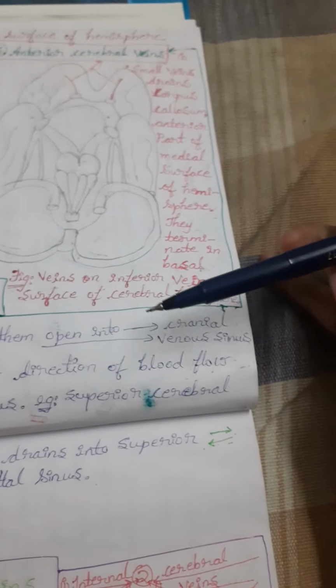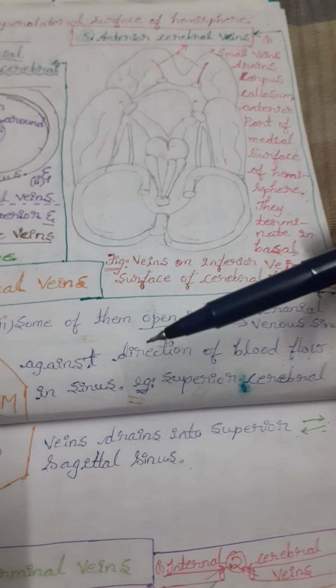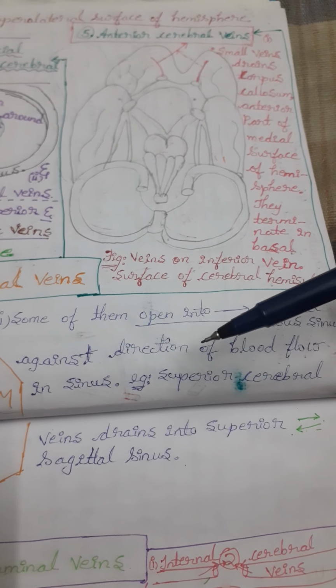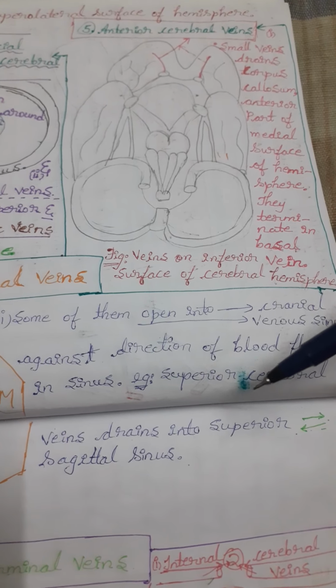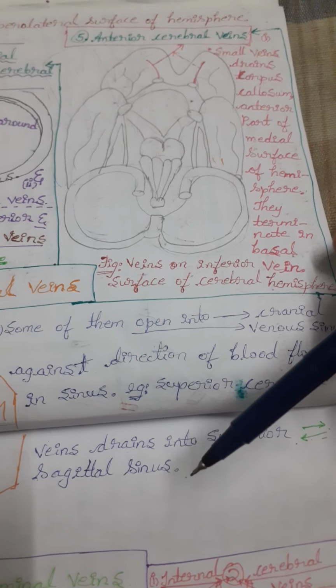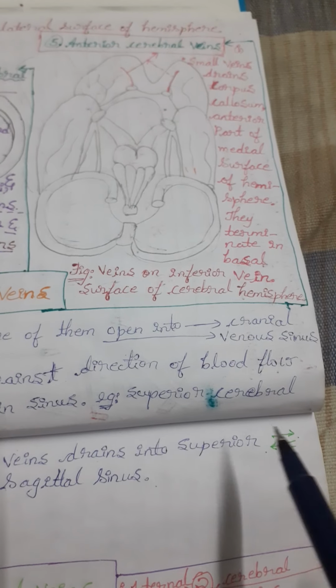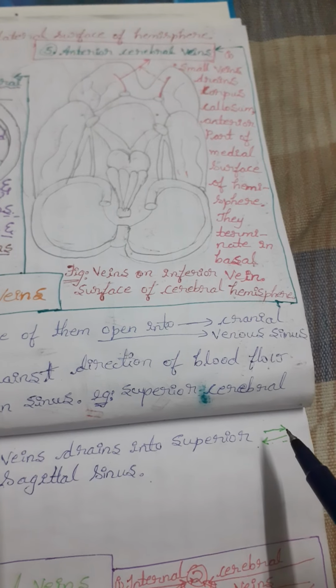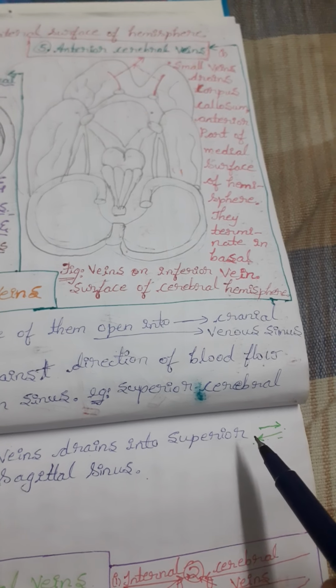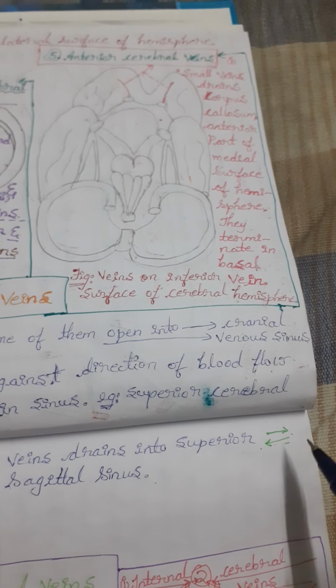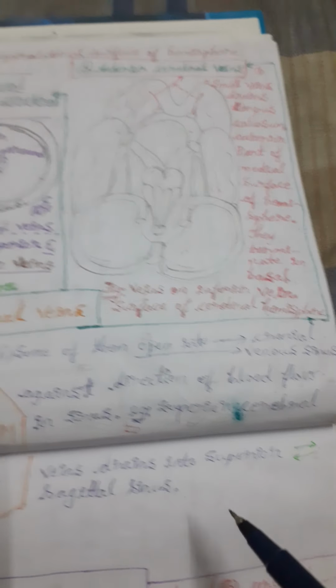Some of them open into cranial venous sinus against the direction of blood flow in the sinus. Example, superior cerebral veins drain into superior sagittal sinus. If these veins open into the sinus here, this is the opposite direction of blood flow. These are the directions, they are in opposite directions.